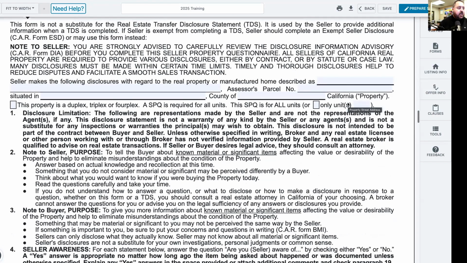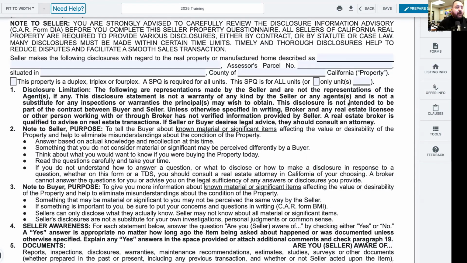Okay. Disclosure limitation. The following are representations made by the seller and are not the representations of the agents, if any. The "if any," just like in the TDS, is there because this disclosure is required whether there are agents involved on either side. If this is a for sale by owner or somehow a buyer is going in non-represented, this is still a disclosure that is required. Okay?